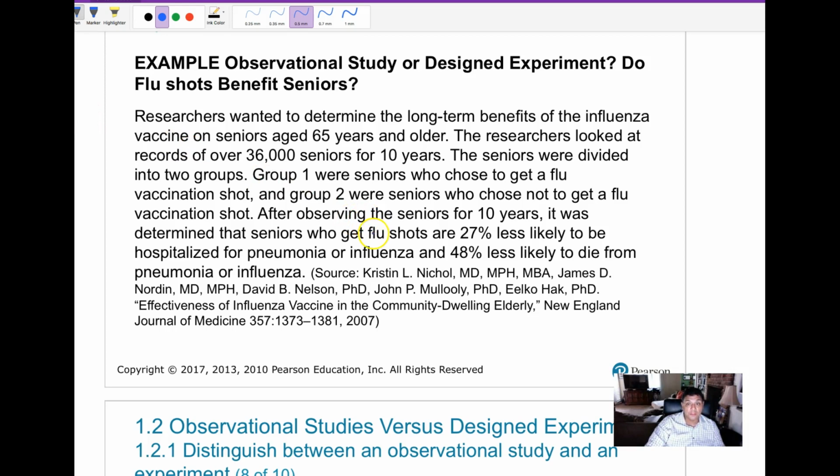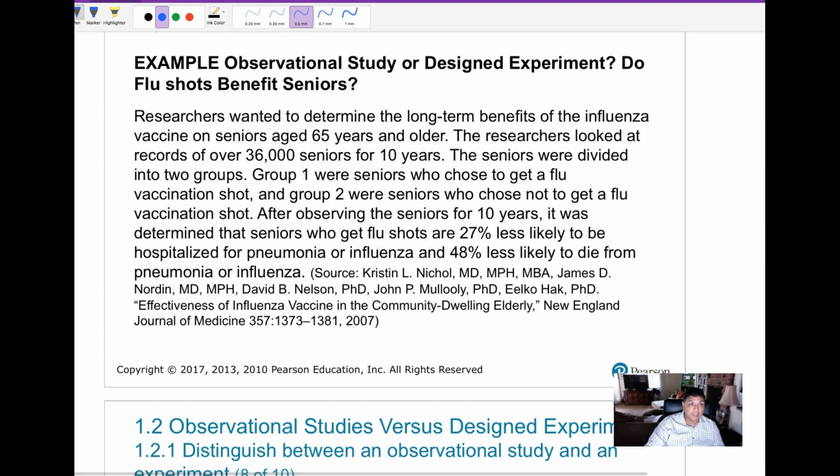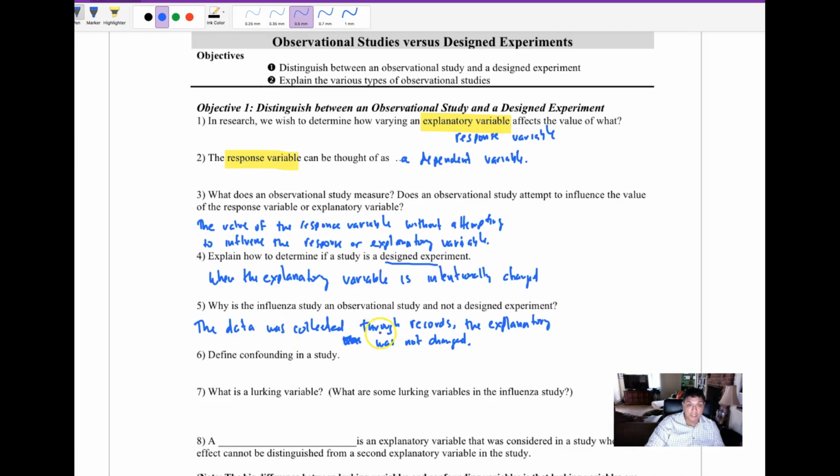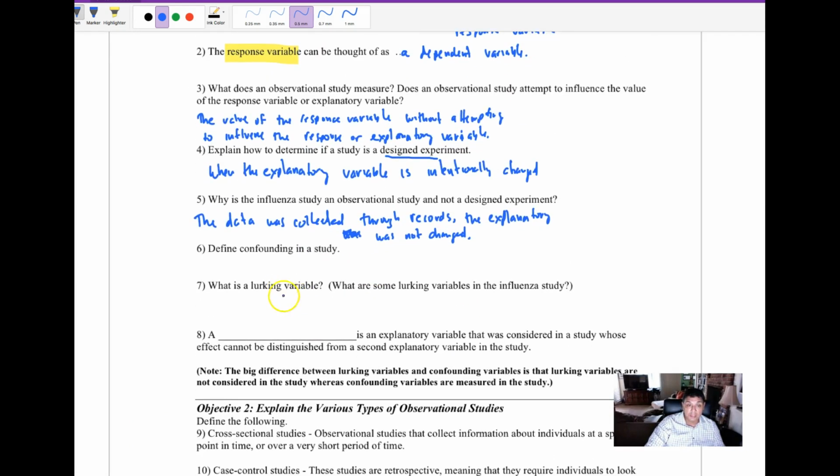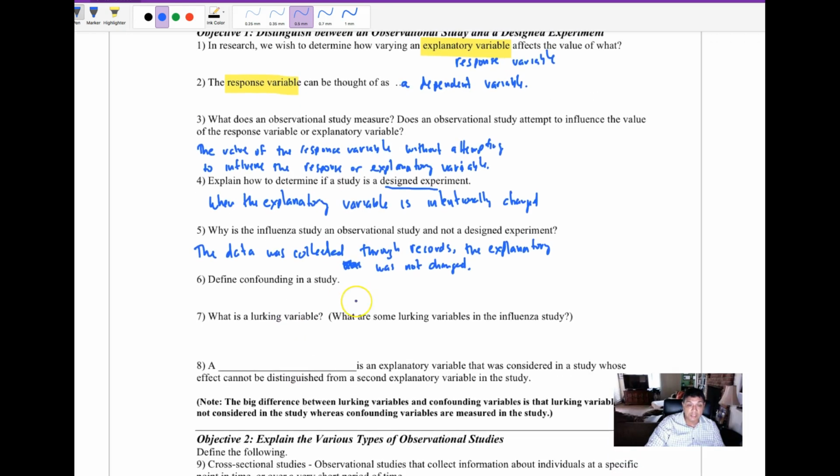So with that in mind, this is what we call an observational study because the data was collected through records and the explanatory variable was not changed. And so with that in mind, we can then go ahead and look at some of these other terms that exist here.